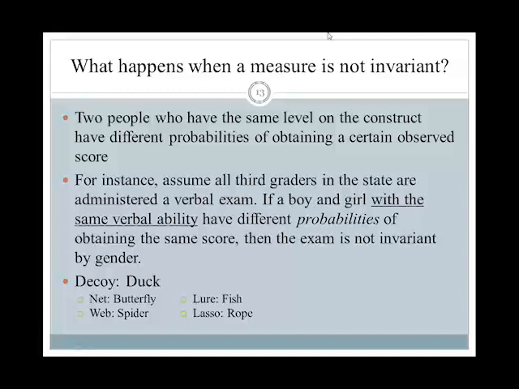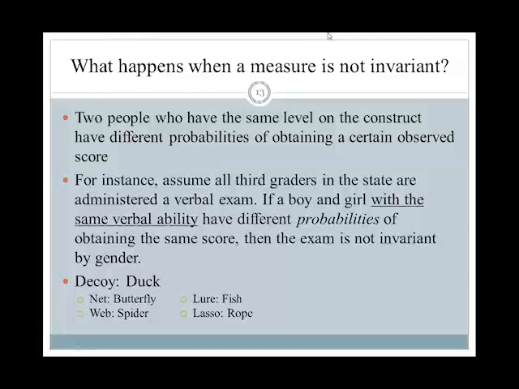So it's definitely possible that maybe girls have a higher verbal ability than boys. That's definitely acceptable. It's when we match a boy and a girl on the same verbal ability, if they have different probabilities of obtaining a particular score, that's when it becomes an issue. And it's important to say probability because of random error. We don't necessarily expect two people with the same verbal ability to get the exact same score because there's measurement error involved.